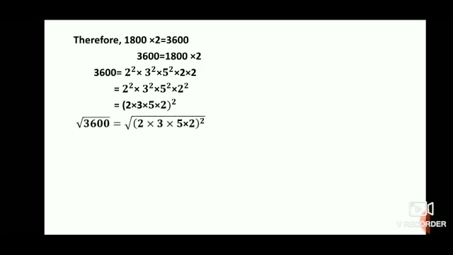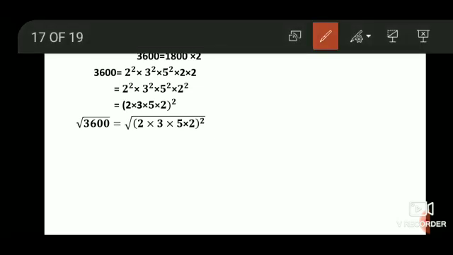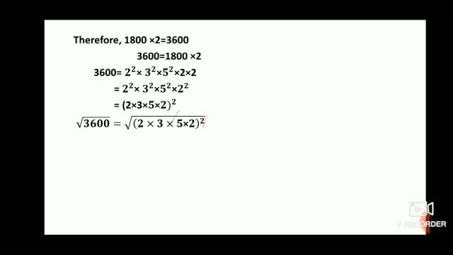Next, root of 3600 is equal to the root of 2 into 3 into 5 into 2 the whole square. Root and the whole square get cancelled. So remaining 2 into 3 into 5 into 2. So multiply them. So the root of 3600 is equal to 60. This is the final answer.